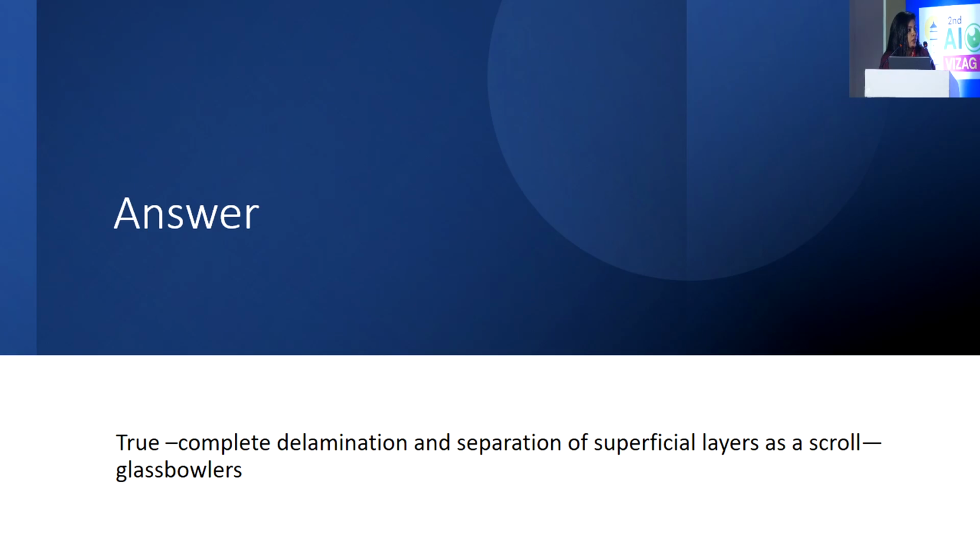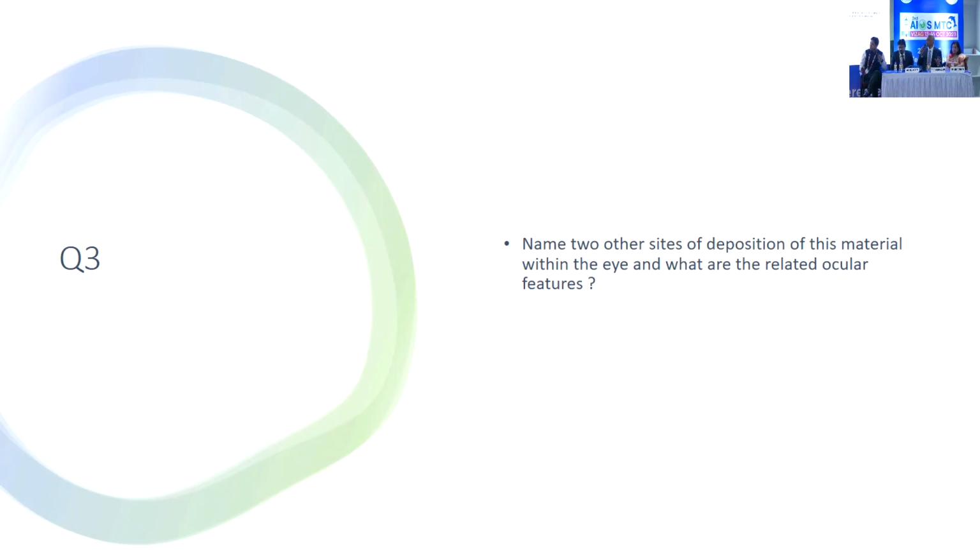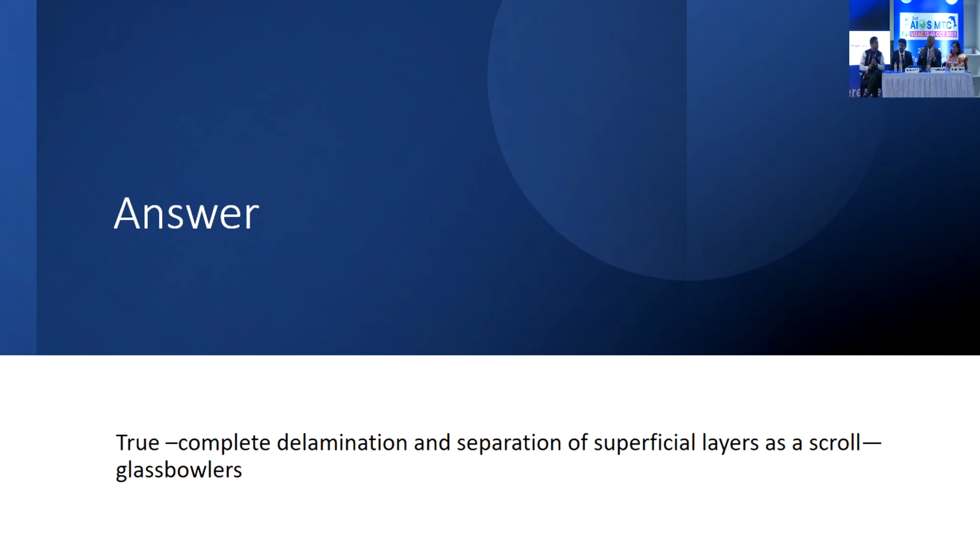In true exfoliation, you get a scroll from the delamination of the layer of the capsule, and you don't get fibrillar material mainly deposited at the pupillary ruff. In pseudoexfoliation, you don't get that kind of scroll, and you just get fibrillar material deposited on the pupillary ruff, and that gives you an idea. Basically, true is complete and false is incomplete.